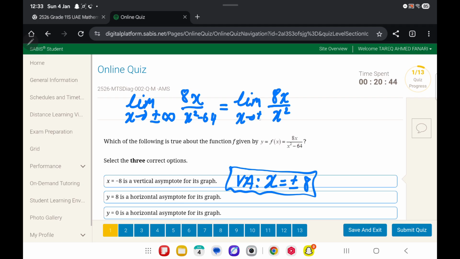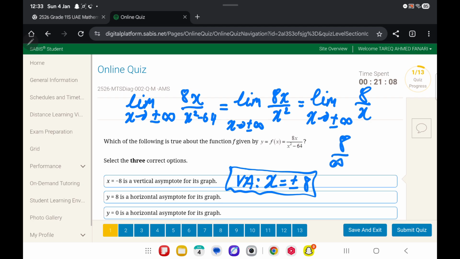X approaches plus or minus infinity. Okay, I'm going to write it here. X approaches plus or minus infinity. Okay, now this can be simplified, right? Divide by x on both sides, 8 over x. But I obviously need to write the limit. So limit as x approaches plus or minus infinity of 8 over x. Now, substitute positive infinity. You'll get what?